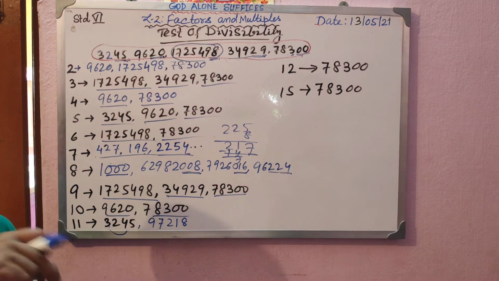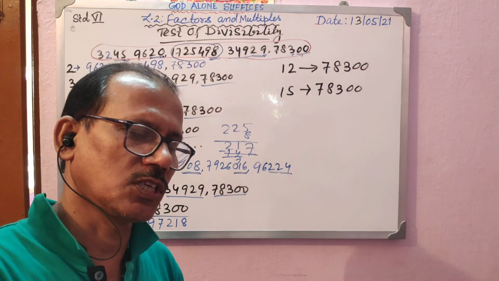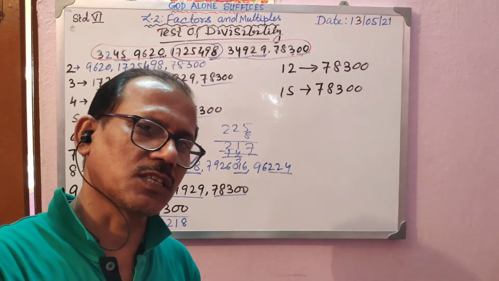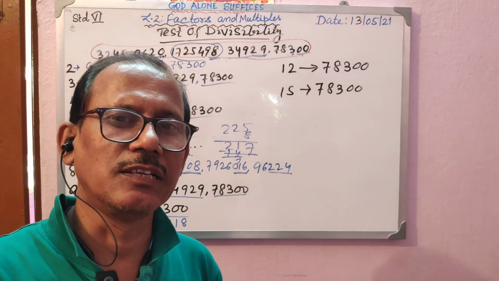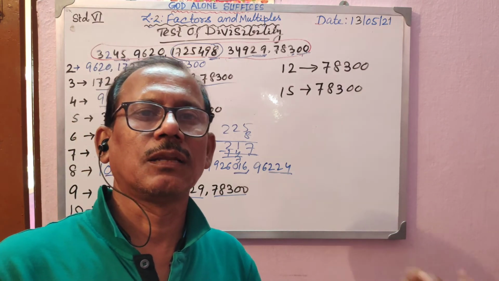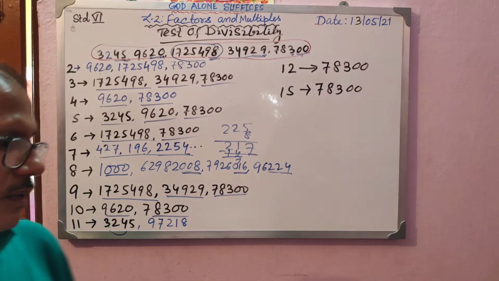That means even places and odd places. Even places, all the digits you will add, you will keep the summation. Odd places you will add, keep the summation. Both the summations you will subtract. On subtraction you will get 0 or a multiple of 11. 11, 22, 33, 44. If you get it, then that will be divisible.